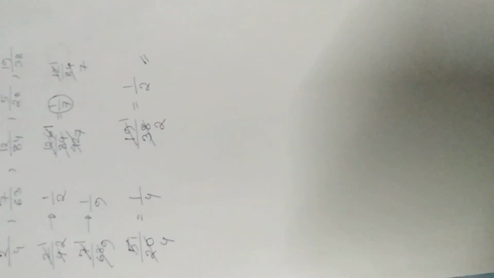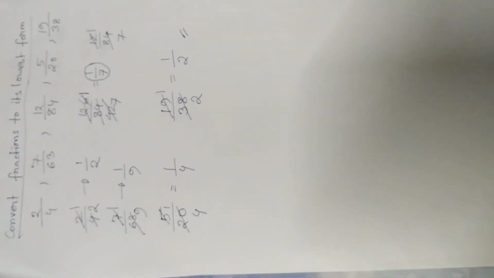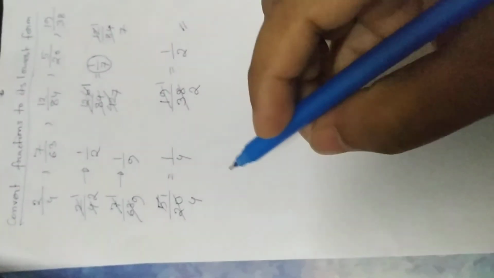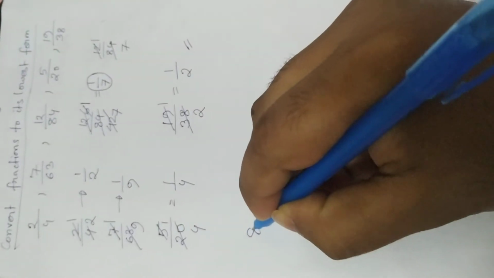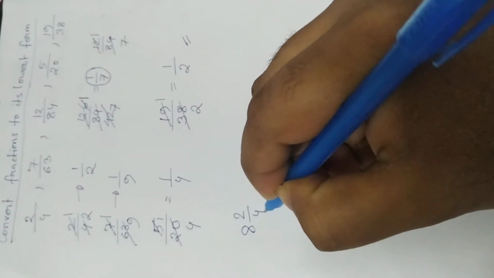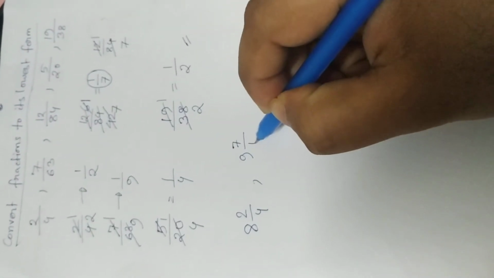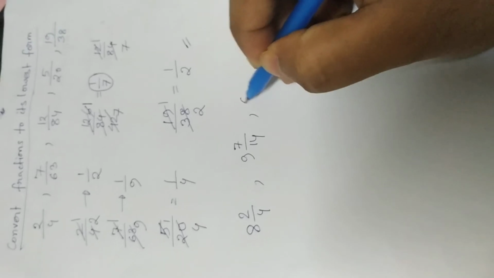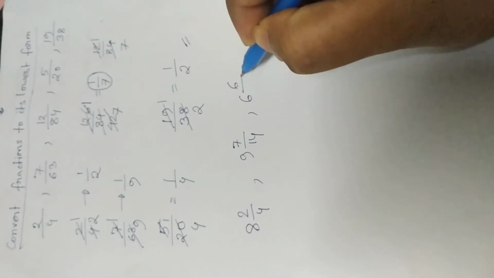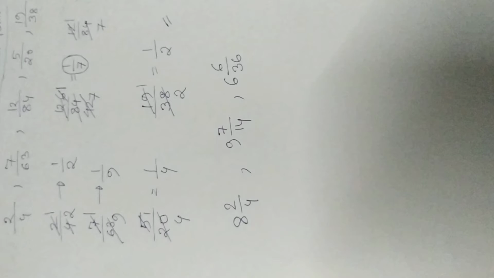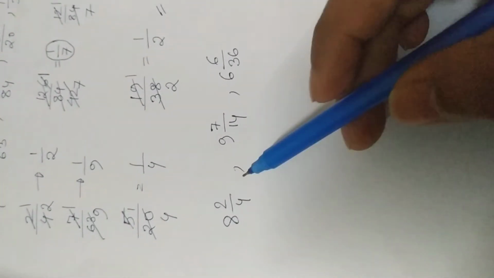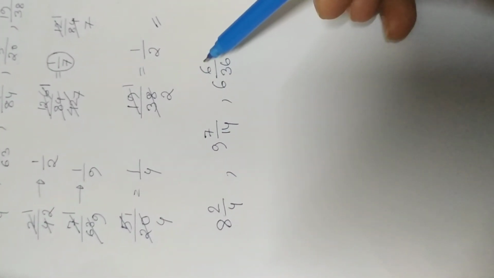All right. So let us consider now some mixed fractions. How to convert a mixed fraction to its lowest form, if possible? Let us say 8 2 by 4, or 9 7 by 14, or 6 6 by 36. So how to convert these mixed fractions to lowest terms?